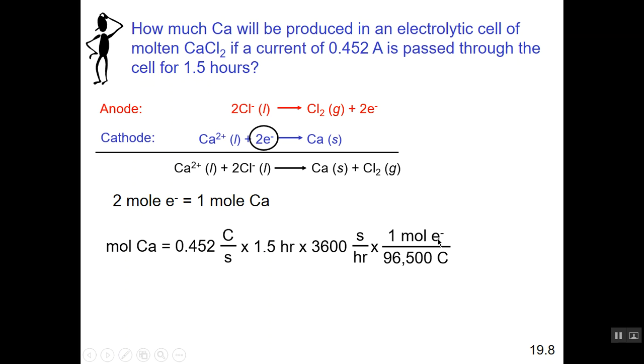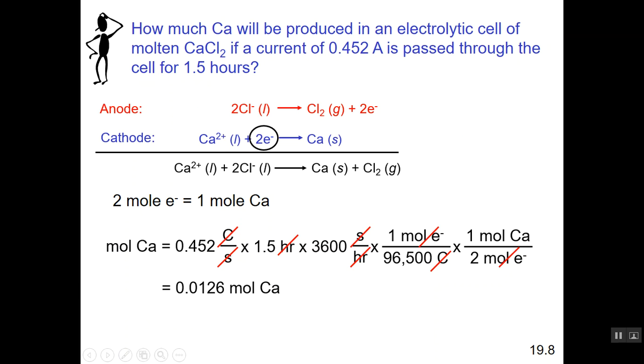So we have 1 mole of electrons above, the Faraday constant below, and then the next conversion factor is where the mole ratio comes in between the number of moles of electrons and the moles of calcium. So if you set it up this way, you'll see the units canceling out like so for the hours. The seconds will cancel out, the coulombs will cancel out, the moles of electrons will cancel out, and the only unit remaining after all this would be the moles of calcium. And when you work this out on your calculator, you're going to get 0.0126 moles.